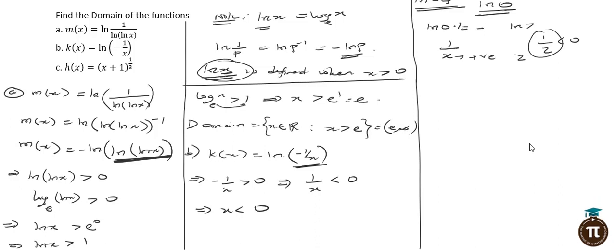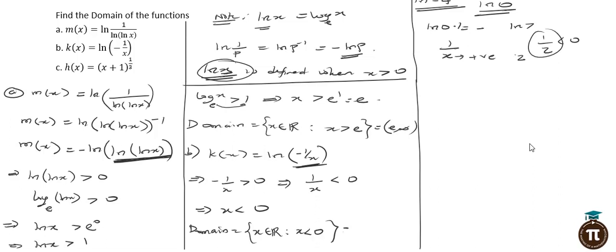If s is positive, let's say 5, 1 over 5 is not negative. 1 over 5 is a positive number. The implication is that s has to be a negative number before 1 over s will also be a negative number, so the domain of this function says s in R such that s is less than 0.